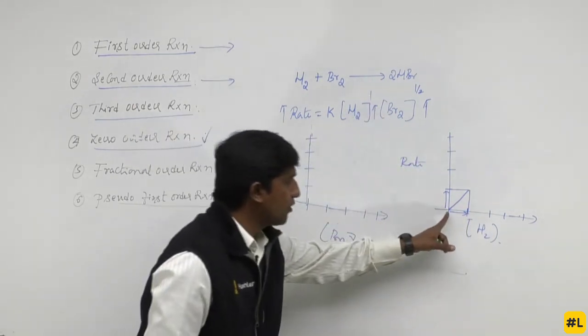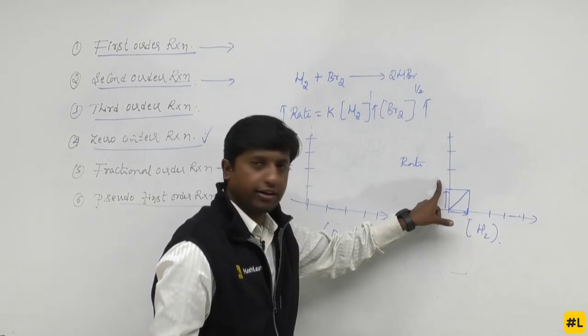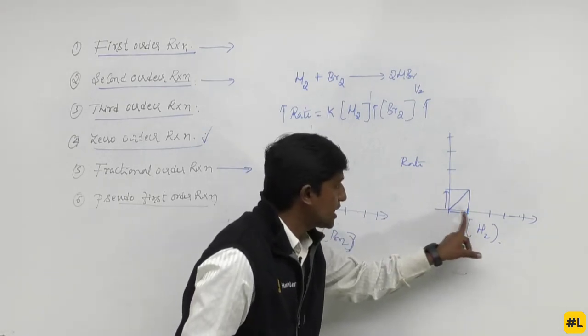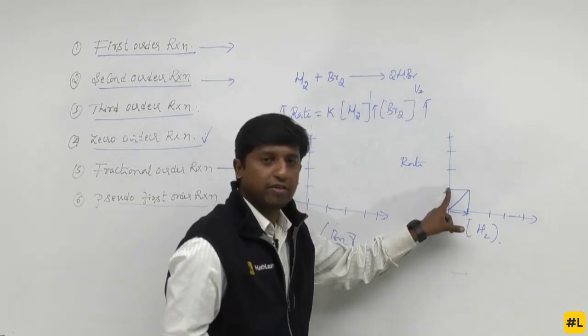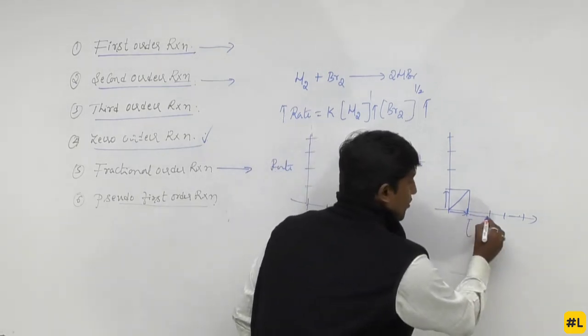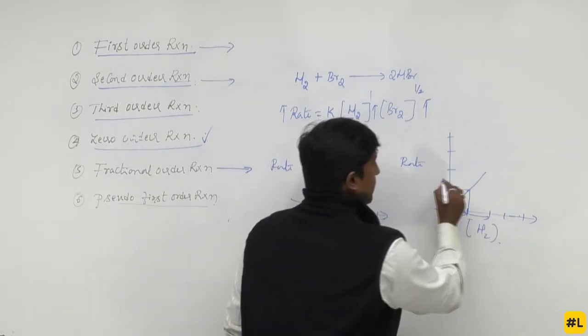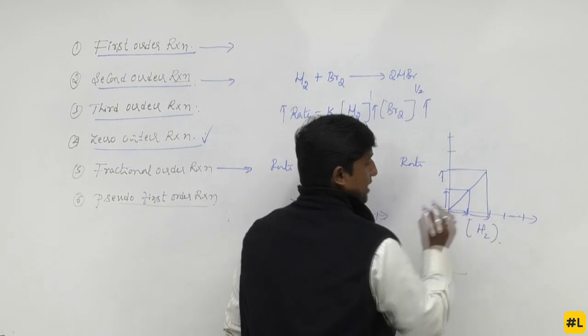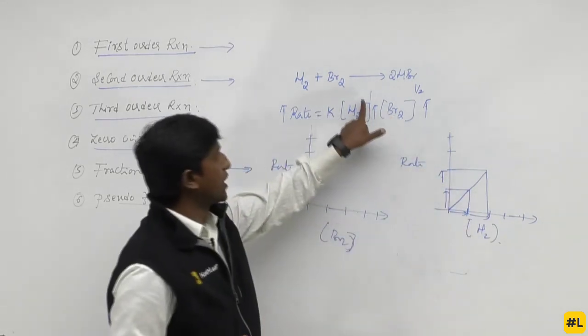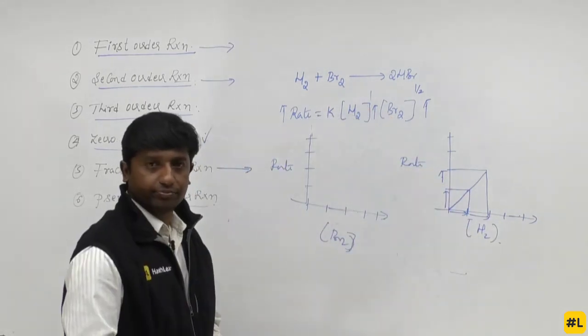You can see in the graph, from here to here 1 unit, from here to here 1 unit. When the concentration of hydrogen is increased by 1 unit, the rate is increased by 1 unit. When the concentration of hydrogen is increased by one more unit, the rate increases by 1 more unit, you can see. Hence, the order of the reaction with respect to hydrogen is 1.